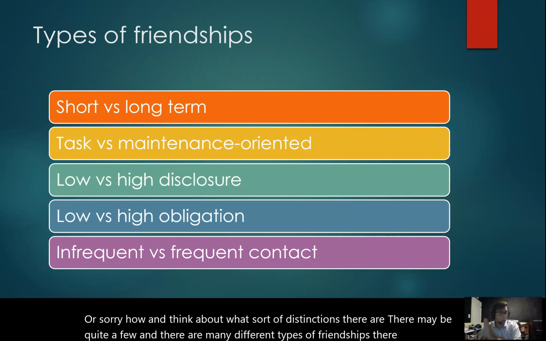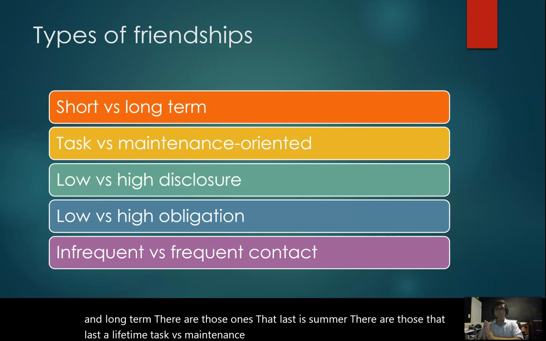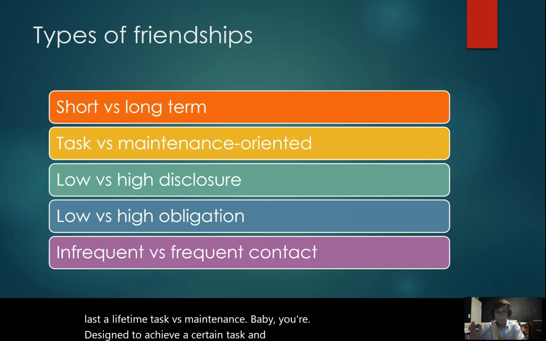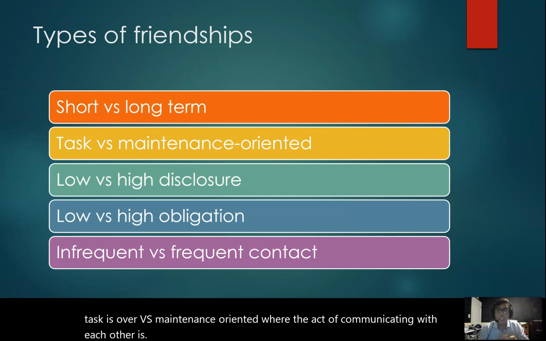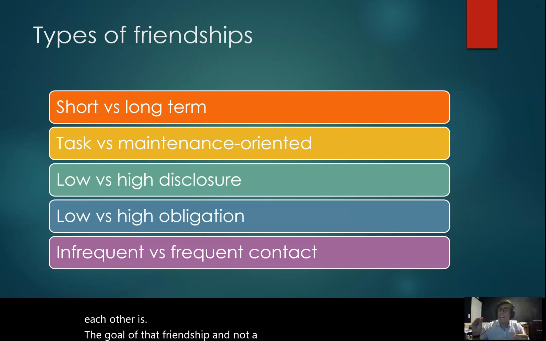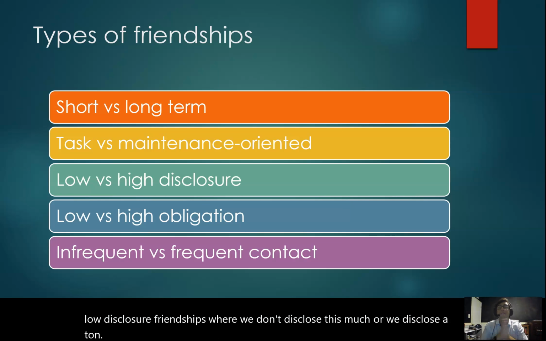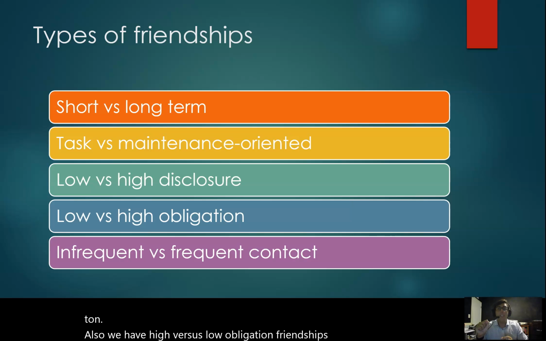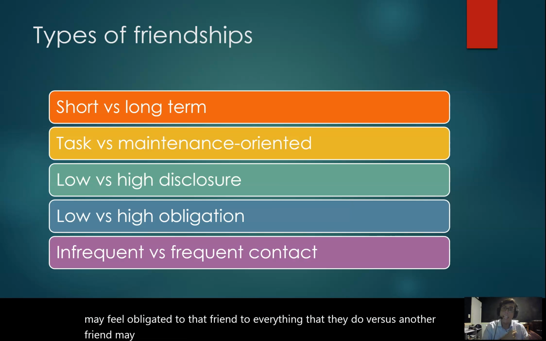There's short-term and long-term. There are those that last a summer. There are those that last a lifetime. Task versus maintenance. Maybe you're designed to achieve a certain task, and that friendship might be just until that task is over. Versus maintenance oriented, where the act of communicating with each other is the goal of that friendship and not a task specifically. We also have high and low disclosure friendships where we don't disclose as much or we disclose a ton. Also, we have high versus low obligation friendships where one person may feel obligated to invite that friend to everything that they do, versus another friend may not feel as obligated in that situation. And then we have frequent versus infrequent contact friendships.